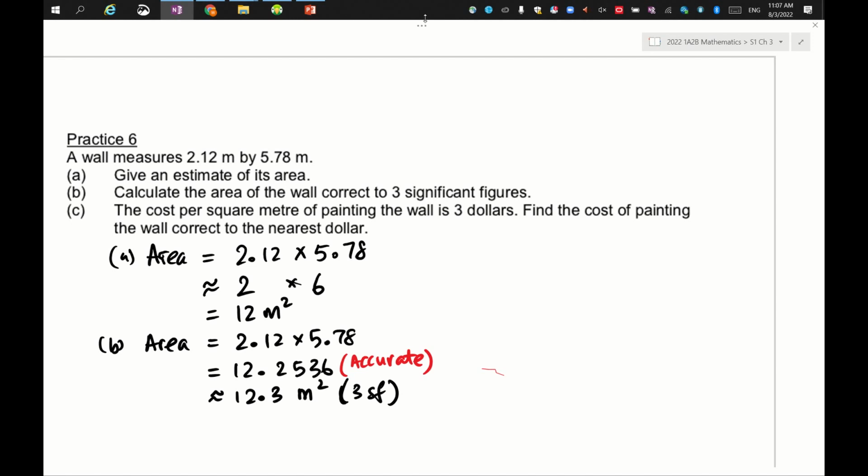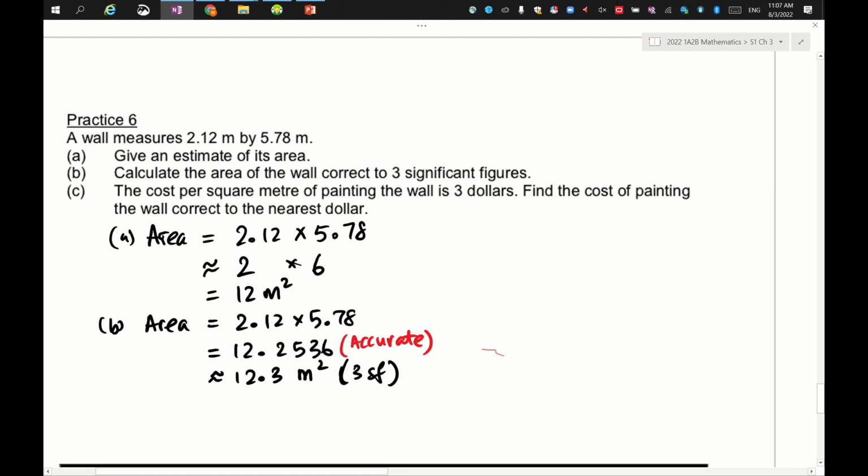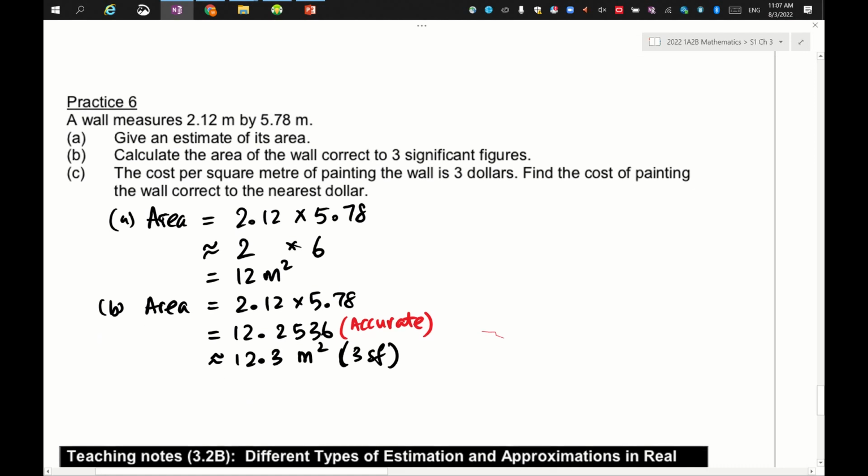Part C, the cost per square meter of painting the wall is $3. Okay, every square meter costs $3 to paint. How much does it cost to paint the wall to the nearest dollar? So 1 square meter costs $3. How many square meters do we have to paint? I see 3 numbers up there. Which is the area I should use?